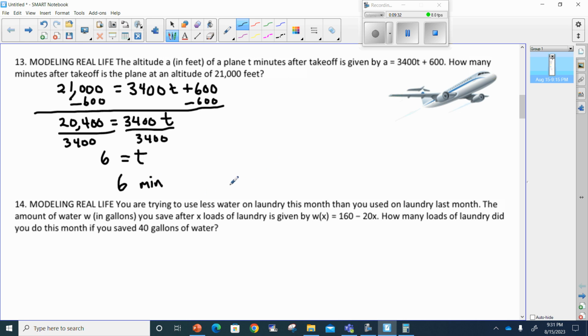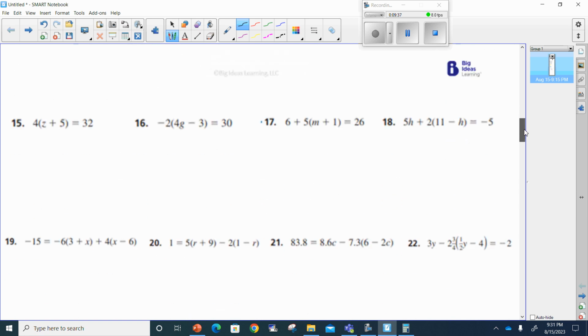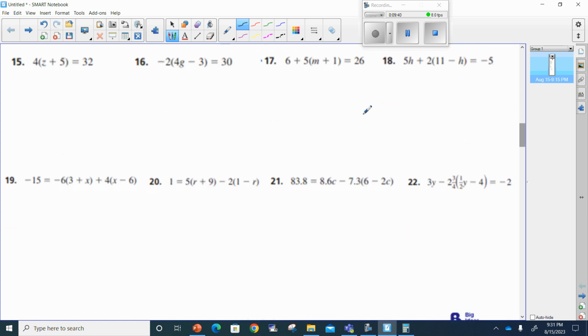All right, I'm going to go to number 15 next. This time we're distributing properties. So we're going to have to remember, we have to take the number in front and multiply it to everything in the parentheses. So 4 times z is 4z, and then 4 times 5 is 20. That's going to equal 32. Notice we did not take the 4 and multiply it to 32. We only multiplied to everything in the parentheses.